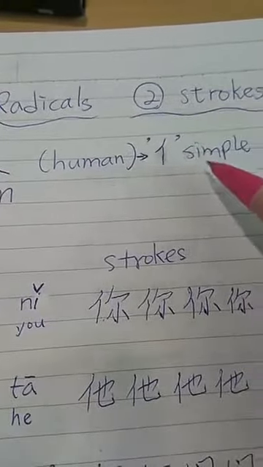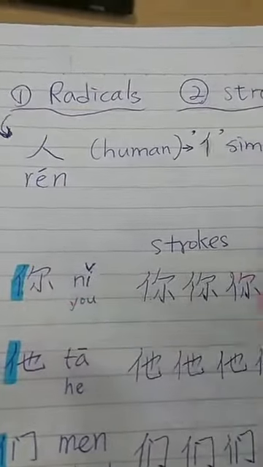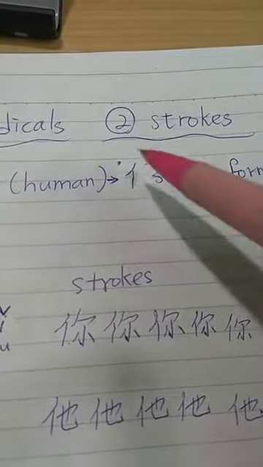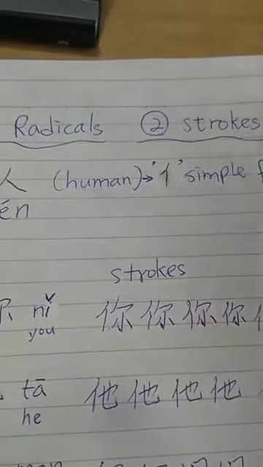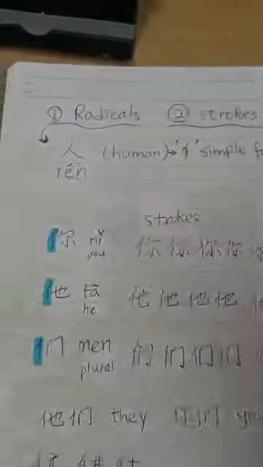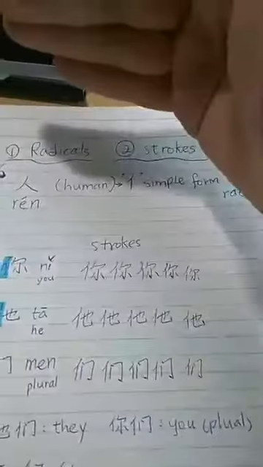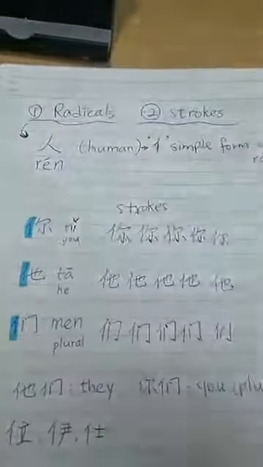And this is the simple form when you write the radical into a word. The other part is also very important, that is the strokes. When you write a Chinese word, you should follow the strokes. The basic rule is you write from the left part to the right part, and from the upper part to the lower part. That's the basic way we write a word.